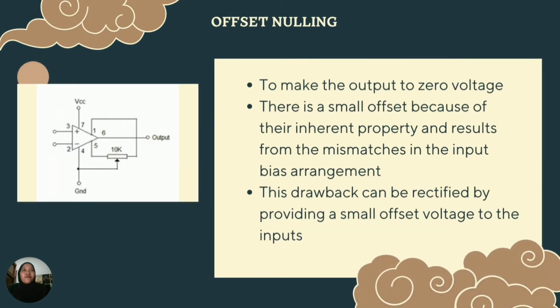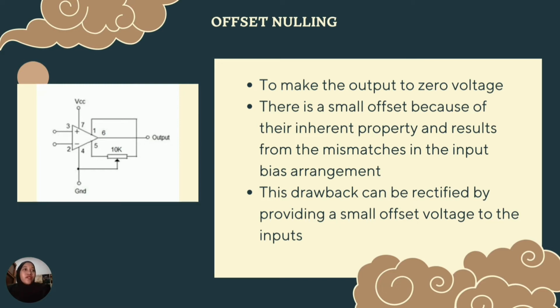Alright. Okay, so for the first one is offset nulling. So the offset nulling method is used to make the output zero voltage. Most op-amps have an offset voltage at the output, even if the input voltages are the same. In most operational amplifiers, there is a small offset because of an inherent property, and it results from mismatches in the input bias arrangement.